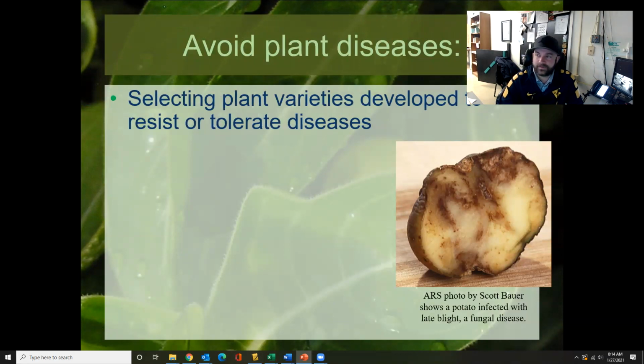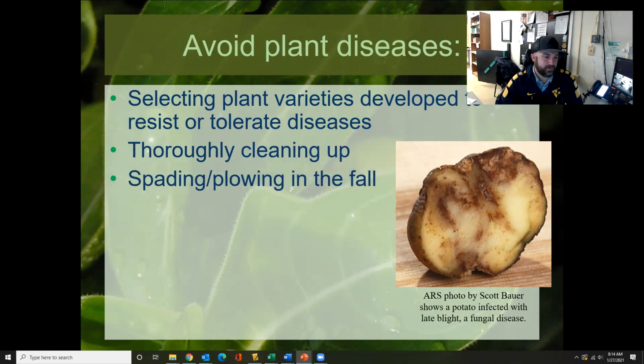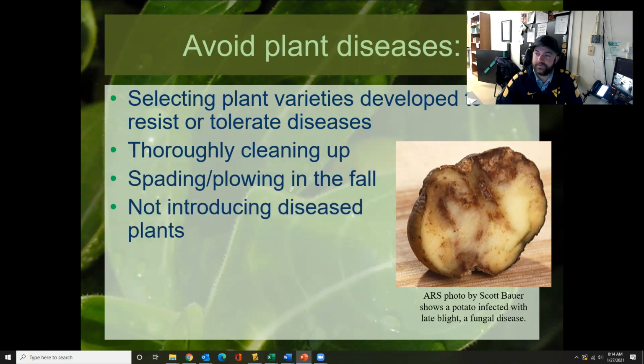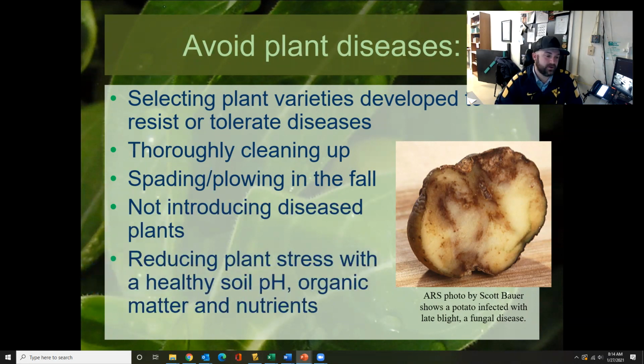Avoid plant diseases by selecting plant varieties developed to resist or tolerate disease, thoroughly cleaning up, spading or plowing in the fall, not introducing diseased plants, and reducing plant stress with a healthy soil pH, organic matter, and nutrients. One of the major things you can do in your garden is not plant the same exact thing year after year after year. Rotating crops and putting in something different each year will add nutrients back into the soil.